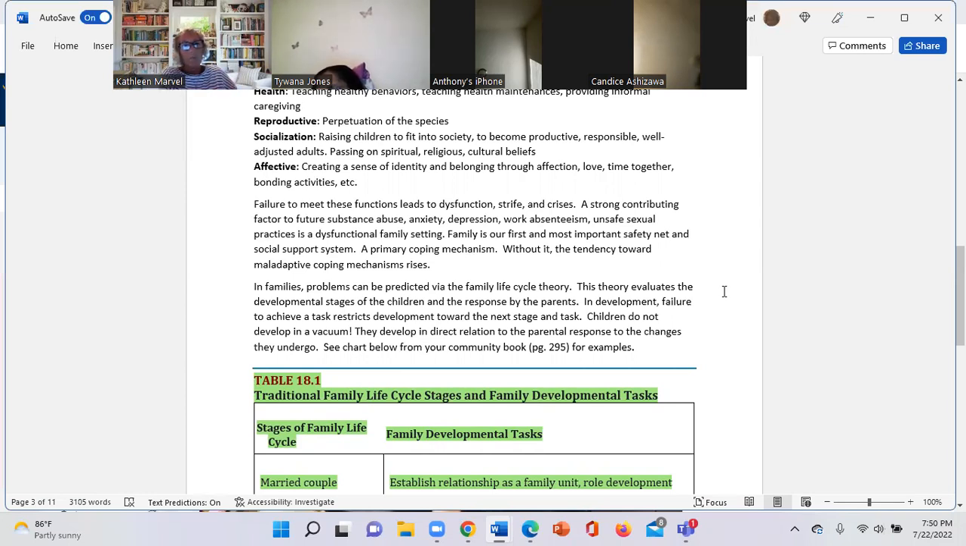Right? Family is our first and most important safety net and social support system. It's one of our primary coping mechanisms. Without it, tendency toward maladaptive coping mechanisms arise.